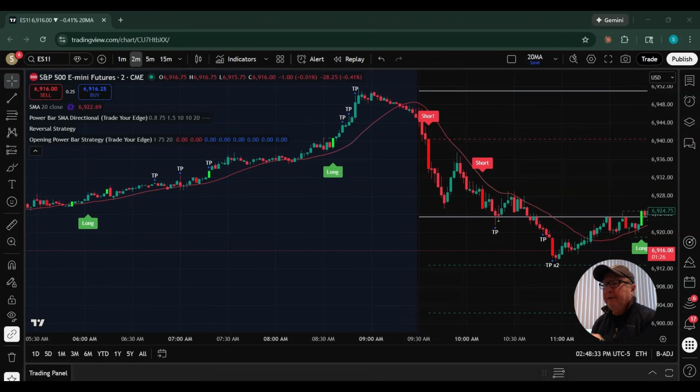What I wanted to do is talk a little bit more about why I like this setup, some of the features that I think make it attractive for a trader looking for simplicity in their trading. So the first thing I want to talk about today is setting a stop.